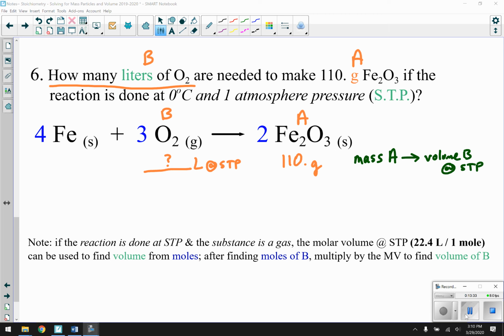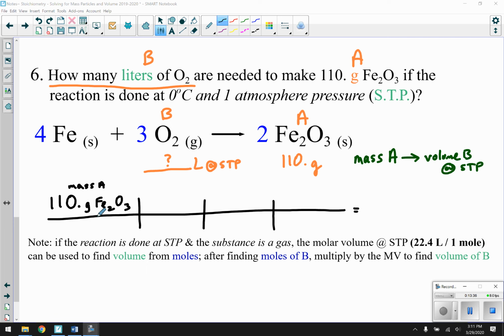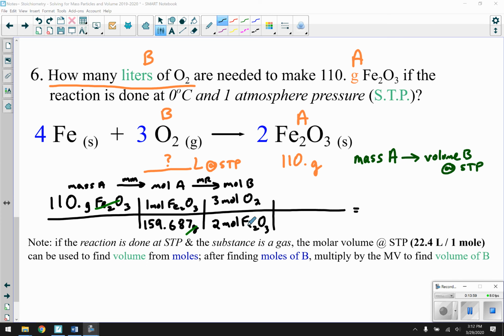Okay, let's start with what we're given here. I'm going to start out with mass of A. First step, get to moles of A. I'm going to use the molar mass of Fe2O3: 159.687 grams per 1 mole. Again, I'm left with moles of A. I'm ready for my magic mole ratio. Apply my mole ratio. Moles of A cancel, and I'm left with moles of B.